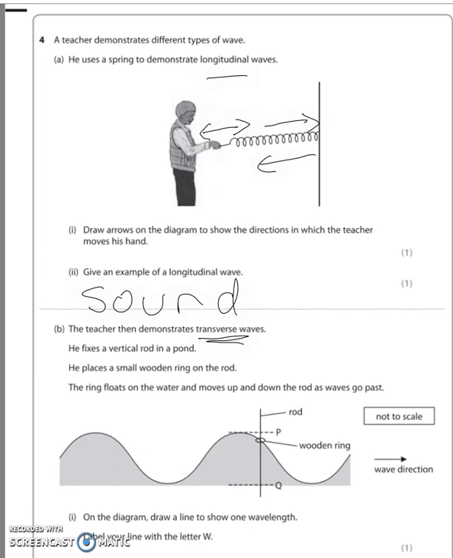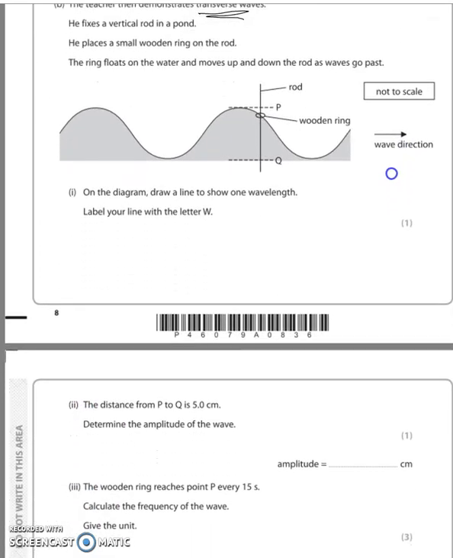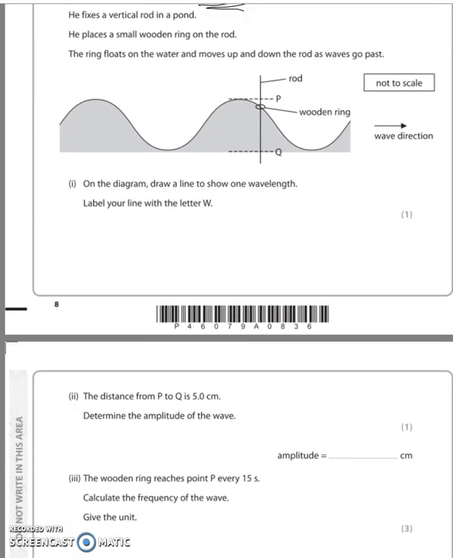So first question is, on the diagram, draw a line to show one wavelength. So one full wave. Easiest way to do that is to go from one peak to the next peak. Draw your line, a little bit neater than I did, and make sure that you label it. Okay, don't lose a mark just because you don't read the question.